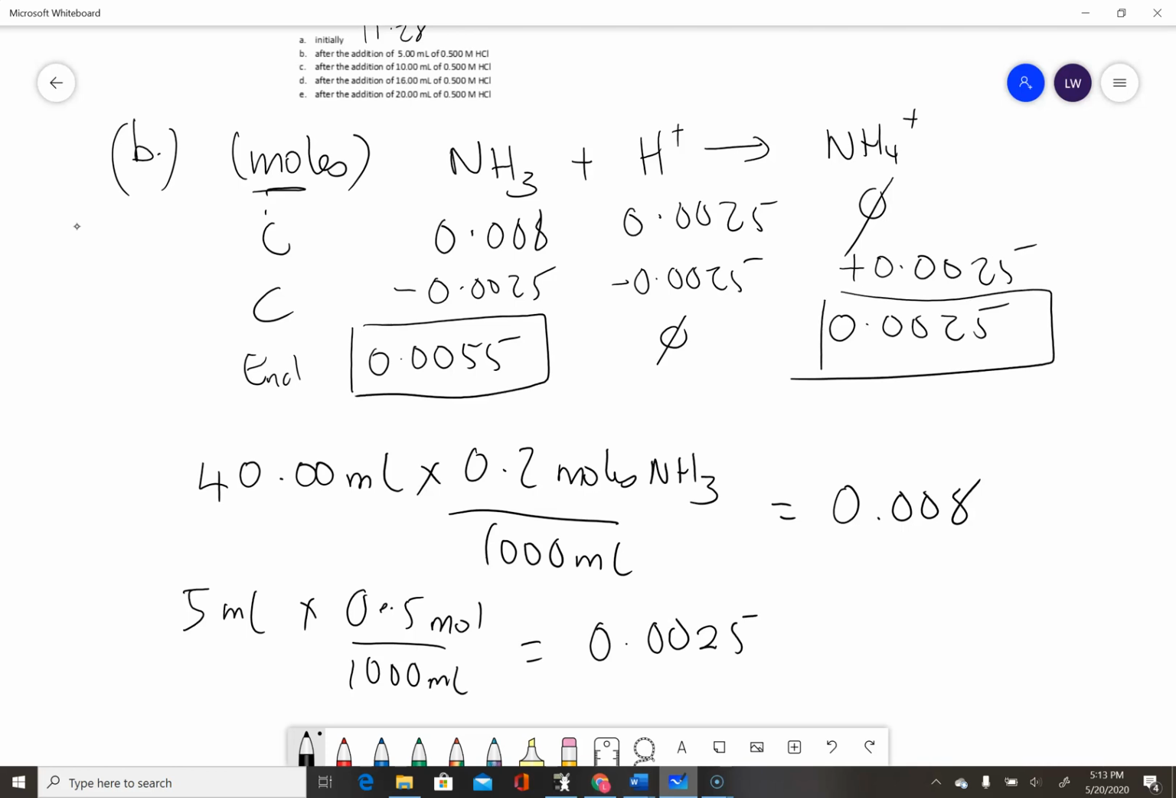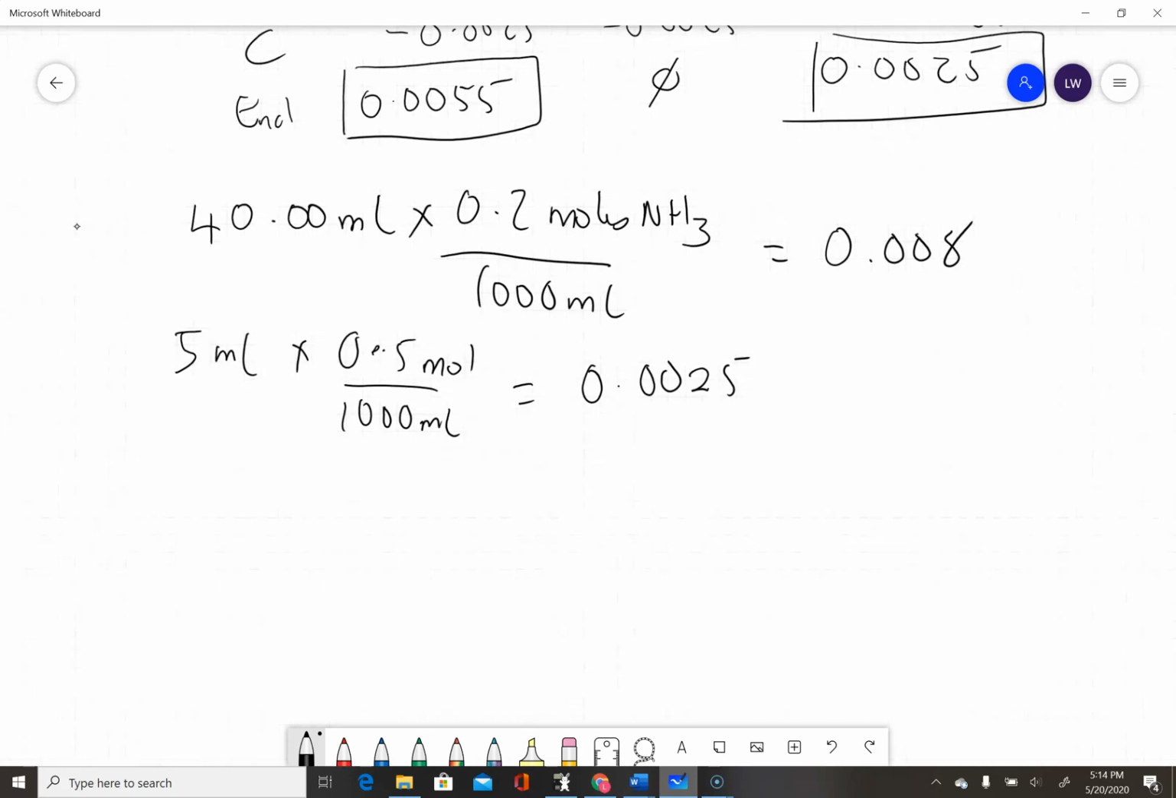So after the addition of the H+, what do we have? We have a mixture of a weak base and its conjugate acid, aka it's a buffer, right? So we're in the buffer area of the titration curve. We are yet to reach the equivalence point. So when you have a mixture of a weak base and its conjugate acid, you can solve for the pH using the Henderson-Hasselbalch equation. So we're going to go ahead and do that now.